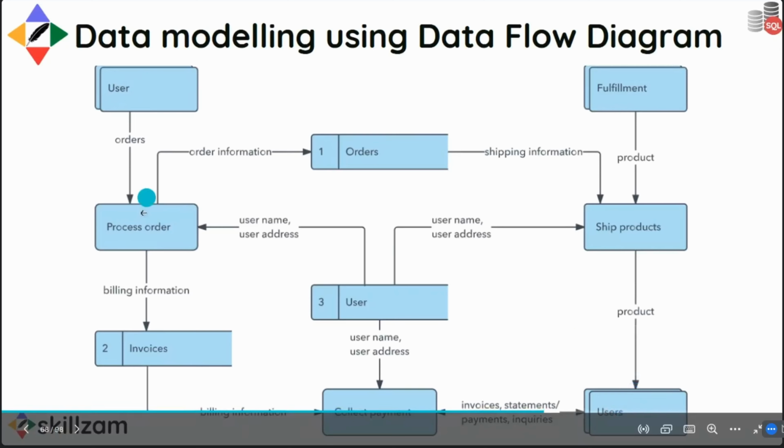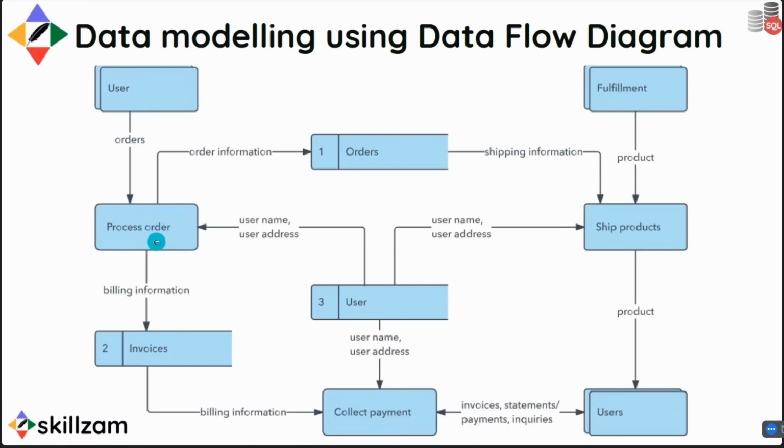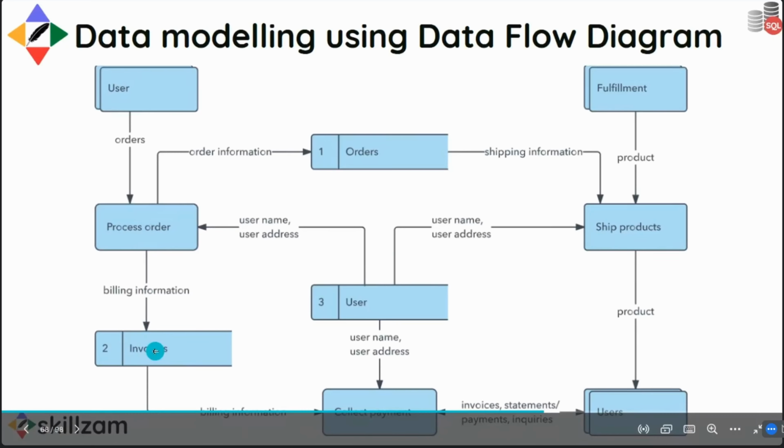Okay, and there is another way, the user orders, it processes the order, then you enter all the billing information, the invoice is generated, and this invoice containing the billing information, you will also collect the payments at this point in time. Once the payment is collected, the invoice statement and everything is sent to the user. This is what is happening here.